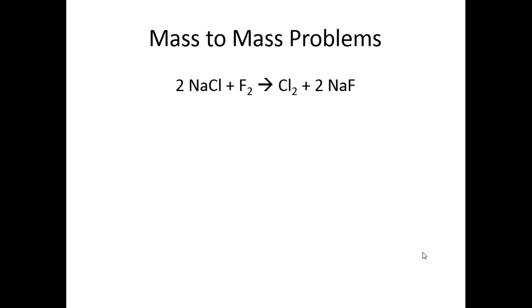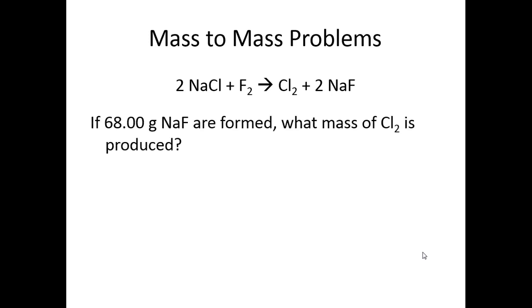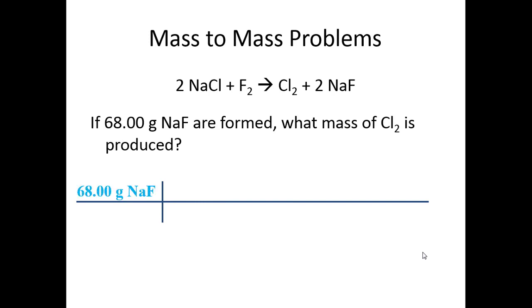One more with this equation. If 68 grams of NaF are formed, what mass of Cl2 is produced? Start with what you know. 68 grams of NaF. We need to cancel the grams and convert that to moles. This time we're going to have to add 1 sodium plus 1 fluorine is 41.99 grams of NaF, and that is per 1 mole of NaF.